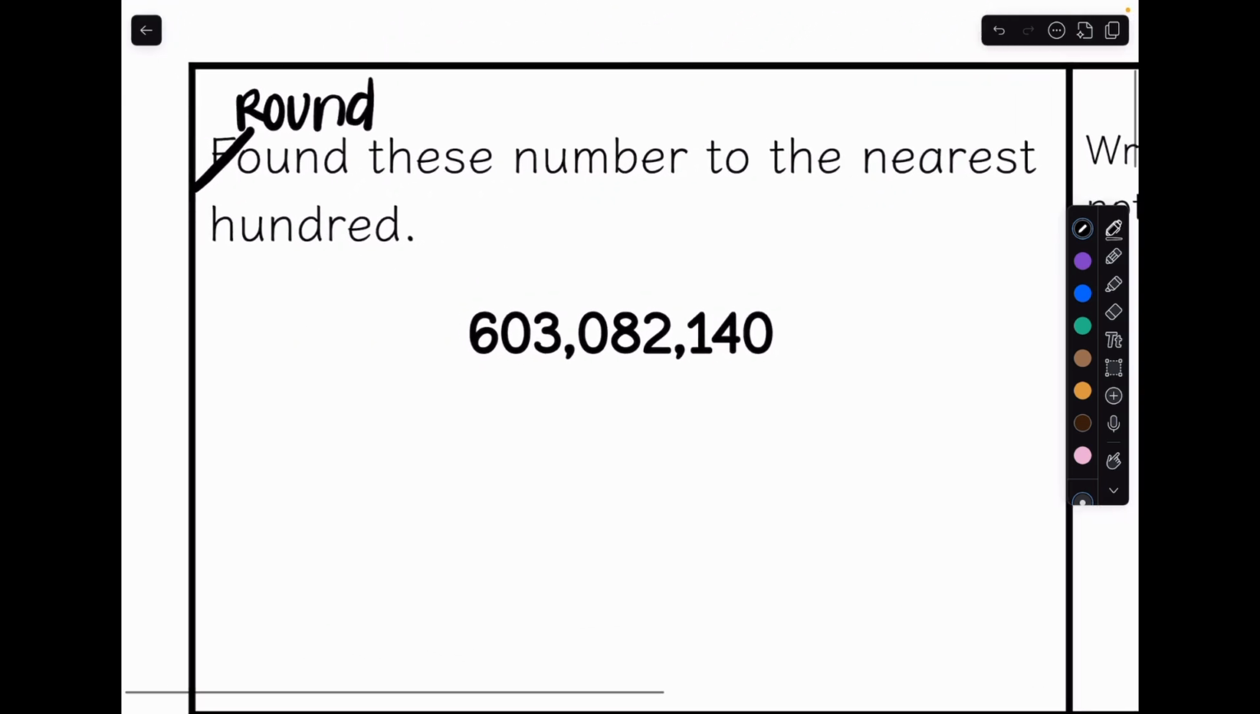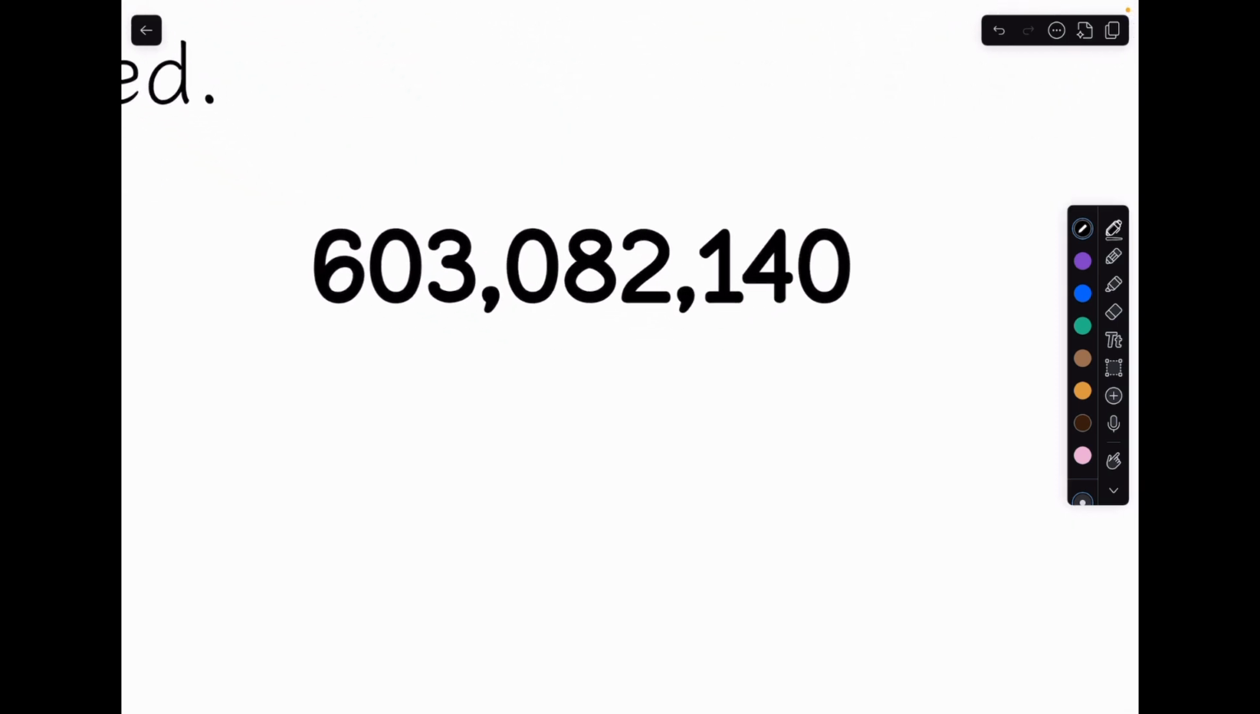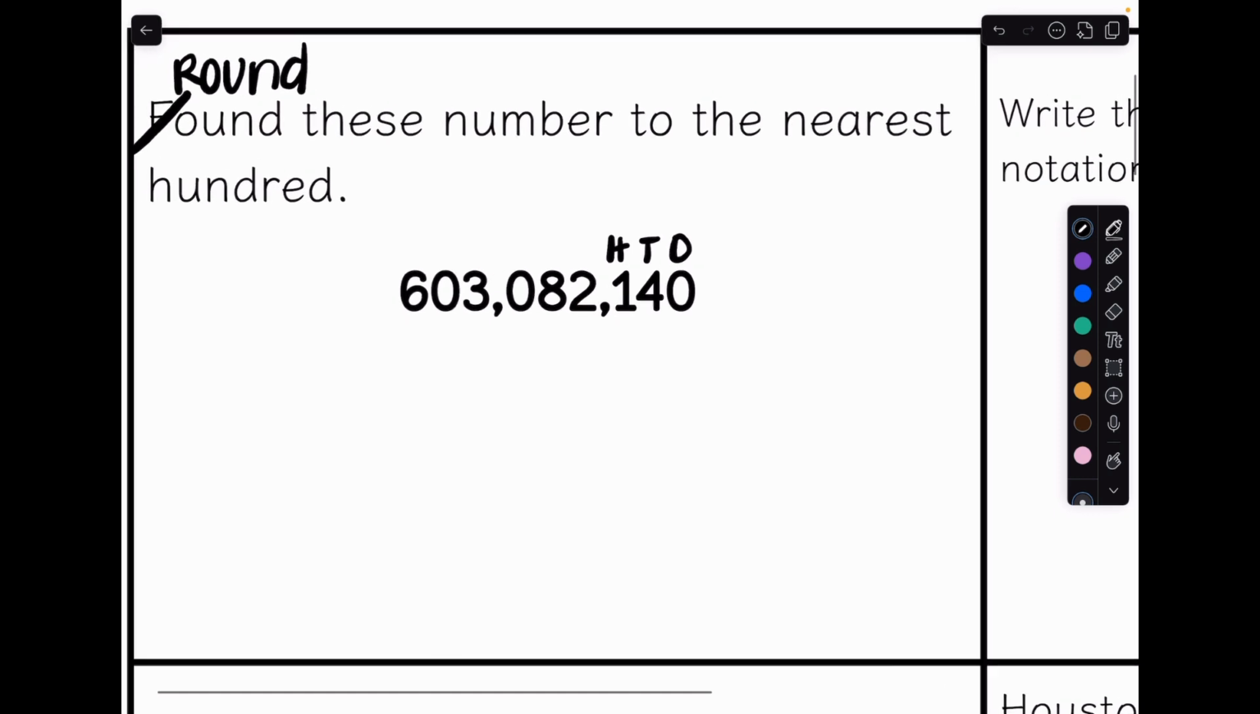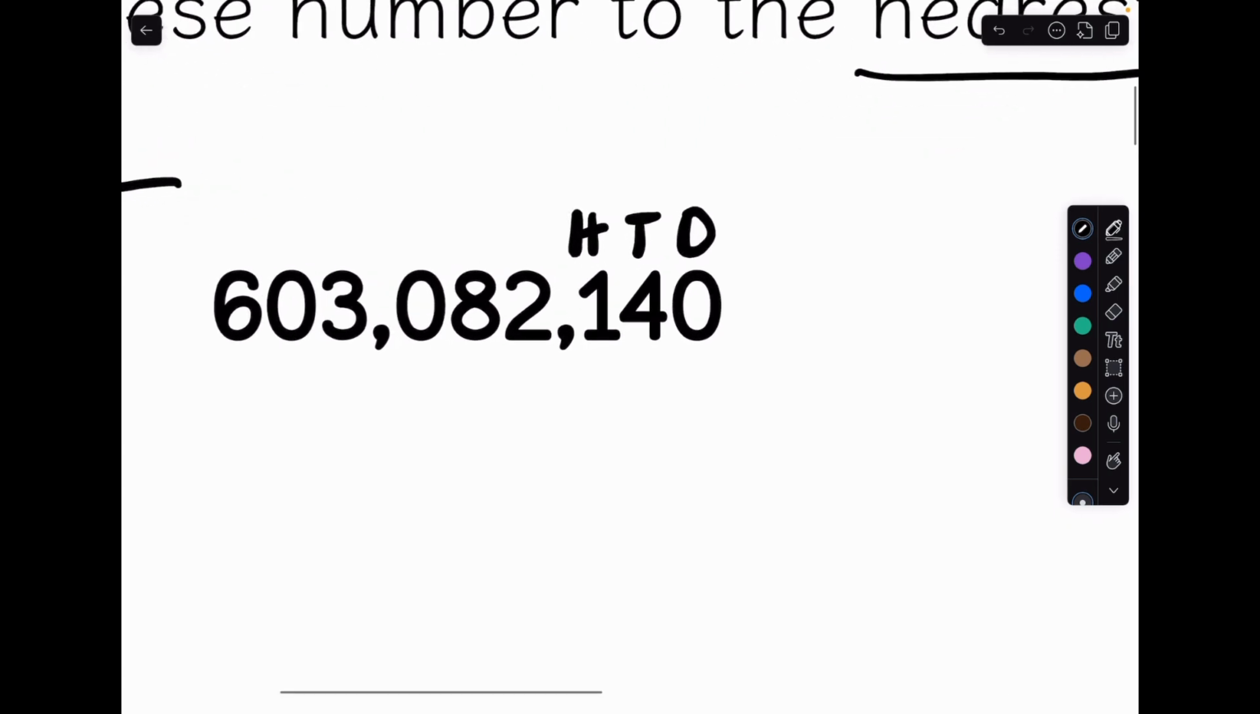First question, it says round these numbers to the nearest hundred. I know on the kids' copy it might say "found." That was just a little typo. Our first step is we need to go ahead and label our place values. So we have our ones place, tens, hundreds, and so on and so forth. But when we look at our question, we are rounding to the nearest hundred. The digit that is in our hundreds place is 1. And the place value that tells our hundreds place what to do is the tens place.